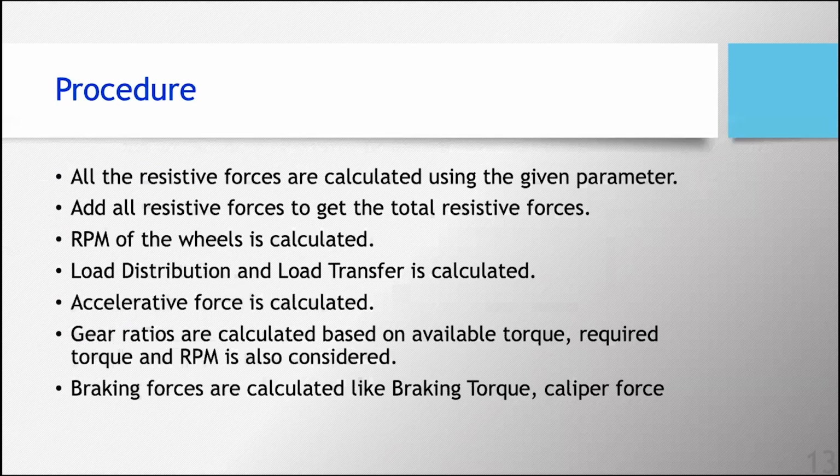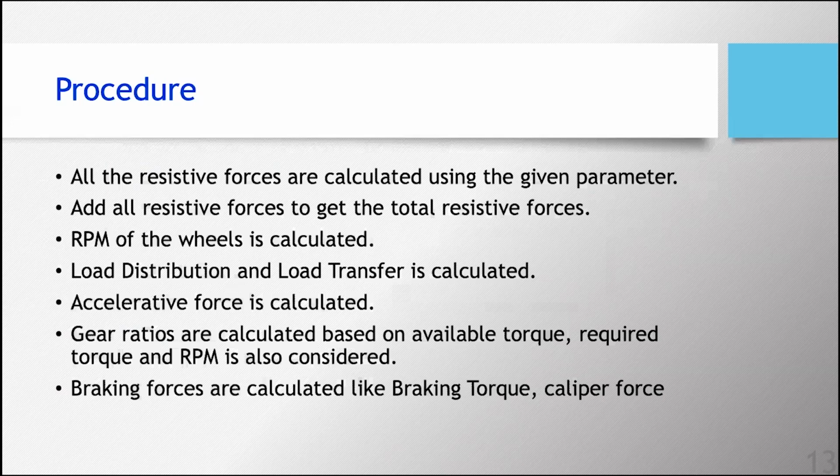RPM of the wheels is calculated because we need to match the gear ratios so that we get the optimum RPM at the wheels to achieve the speed that's required by the vehicle or the performance. Load distribution and load transfer are calculated here because we need to see if the forces which we are giving to the wheels are under the traction limit or not. And also load transfer plays a major role because if the load transfer is not proper or it's skewed a bit, we can lose traction.